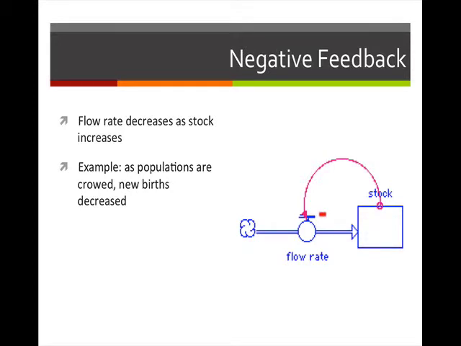Negative feedback just has the other sign on the directionality, which just means as the stock increases, the flow rate decreases. The flow is going to resist increasing the stock. And again, taking it from a population model description, if you have a population that's increasing as it gets more crowded and as it runs out of available resources, the new births are often decreased, and that's a type of negative feedback. As the population gets very high, the birth rate starts slowing down. That's negative feedback.